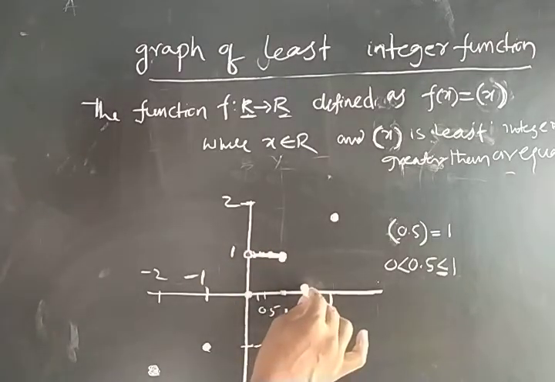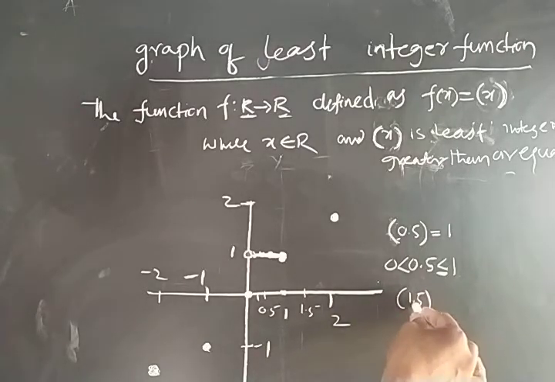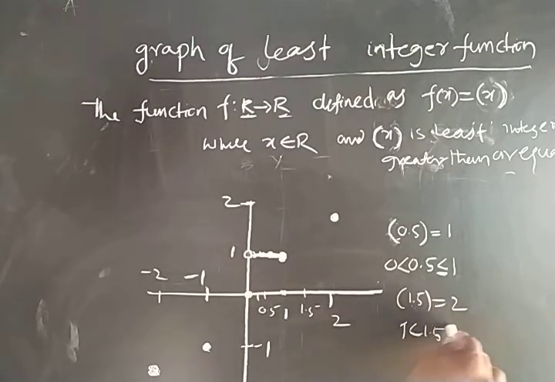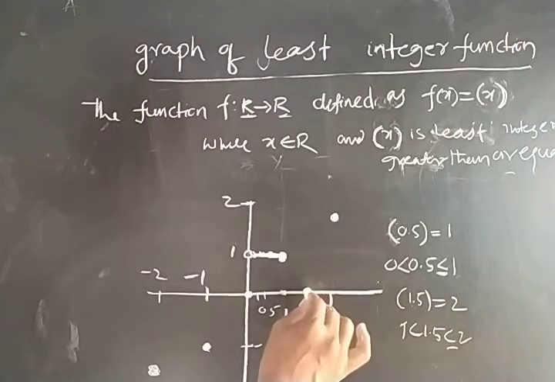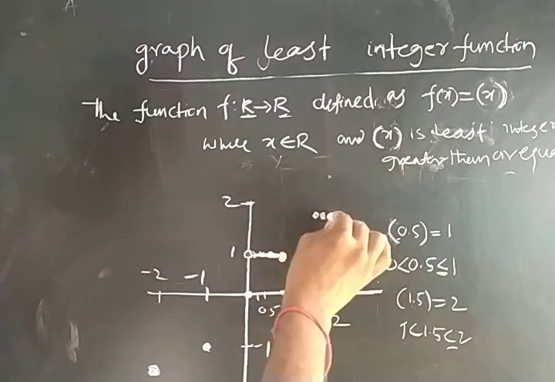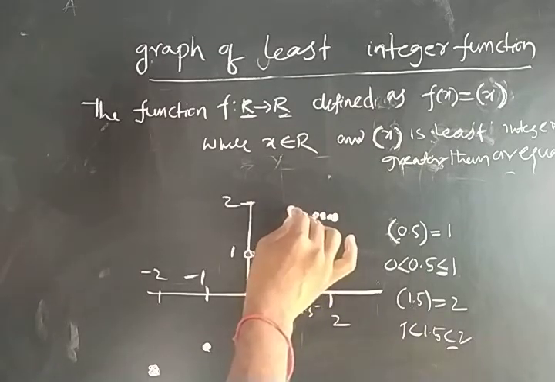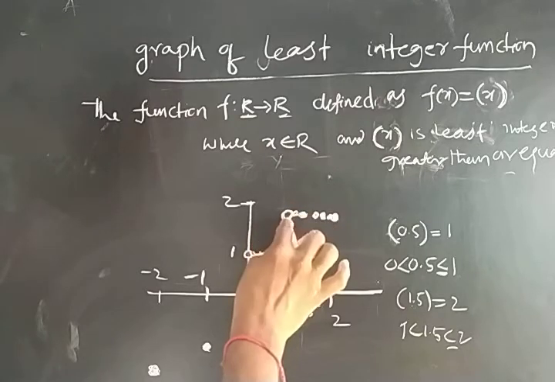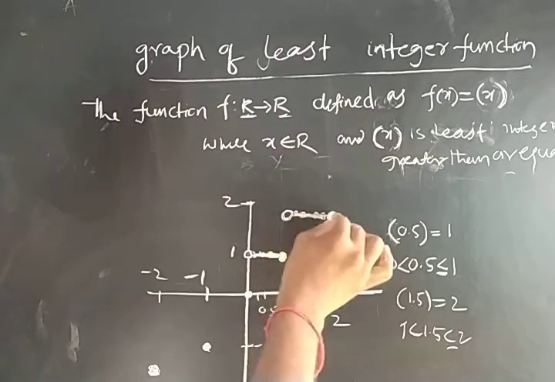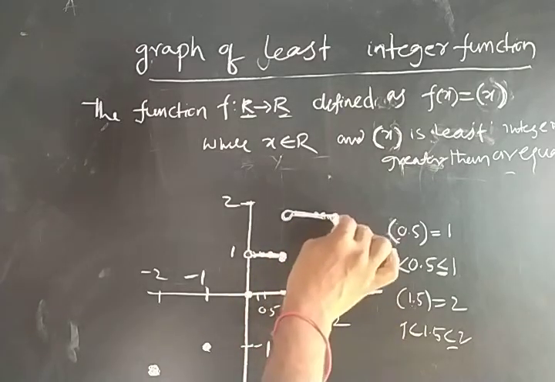Next, suppose I am taking 1.5, in between 1 and 2. What is the least integer greater than this value? 2. Why? Because 1.5 lies between 1 and 2, so we should take 2. So 1.5 image 2, 1.7 image 2, 1.9 image 2, 1.1 image also 2. Nearer to 1, every image is 2. But at 1, not 2, the image is 1. So here, open circle. Every real number in between 1 and 2 has the image 2 only. At 2 also image 2. Here, shaded circle.